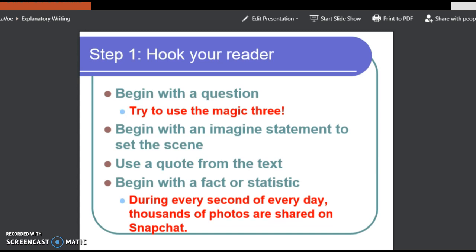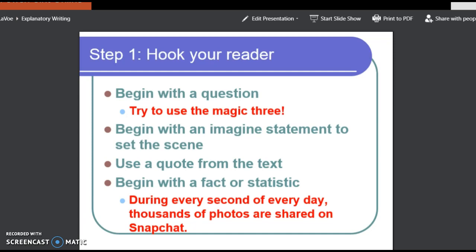Your second option would be to begin with an imagine statement to set the scene. Maybe you could have your readers imagine Garrett Morgan walking into that burning building. There's lots of different ways that you could go about using that imagine statement. Maybe you're going to use a quote from the text. Maybe there was something that really stood out to you that you liked.